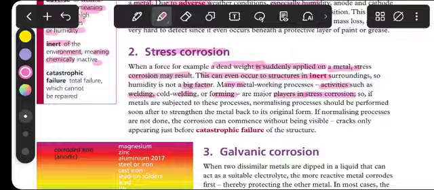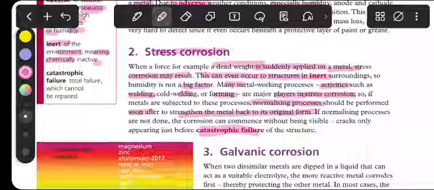If metals are subjected to these processes, normalizing processes should be performed soon after, once the strengthened material is back to its original state. This is not that much. Crack only.